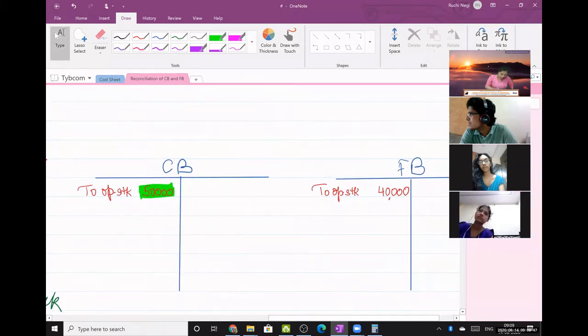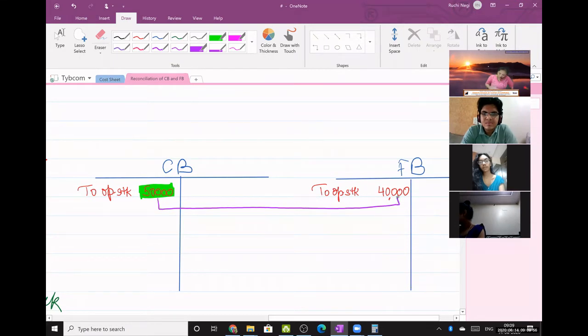Okay, और compare these two. Okay, so when you compare these two, you will come to know that the valuation of cost books is more. So this is called as overvaluation. बराबर ना? कॉस्ट बुक्स पहले बनता है, फाइनेंस बुक्स बाद में बनता है. तो कॉस्ट बुक से कंपेयर करो तो ये 50,000 है, इधर 40,000 है. Okay, so it is overvaluation of opening stock in cost books. Okay, yeah. Okay.